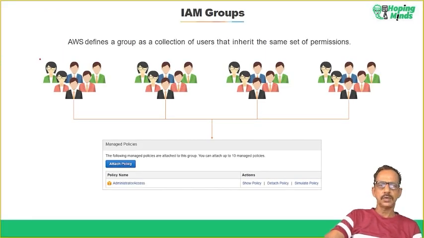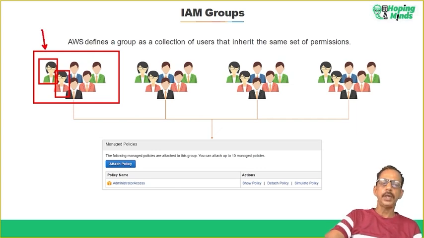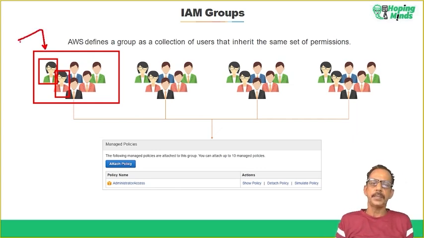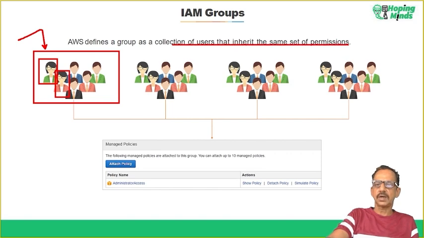Next is a group. Rather than keep assigning permissions to each individual user, what we do is create a group. Whenever we create a policy on the entire group, whichever user we add to this group automatically gets the permissions. No need to manage individual users independently. We can create a group, assign the policy on the group, and whoever becomes a member of that group automatically gets that permission. A group is a collection of users that inherit the same set of permissions.